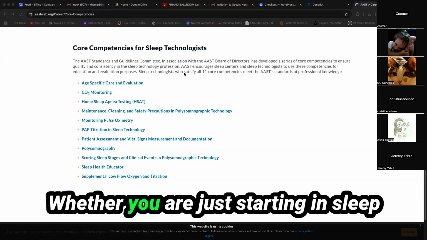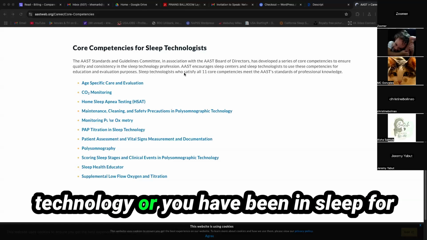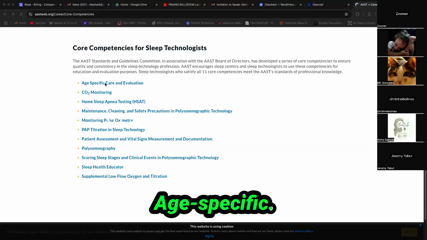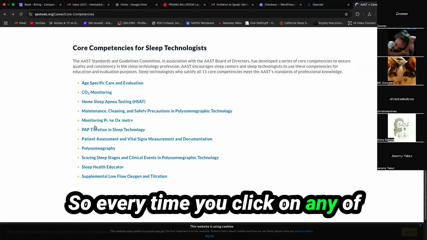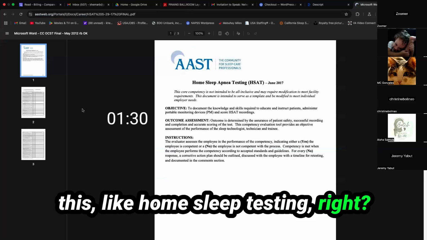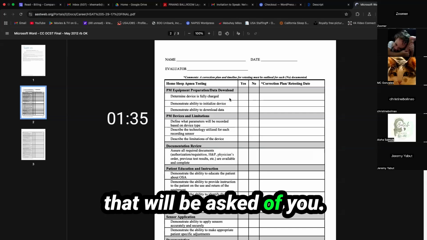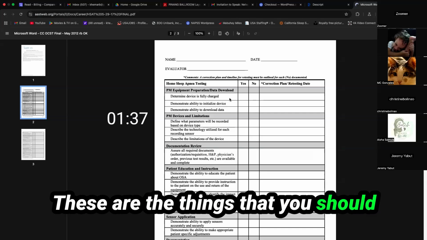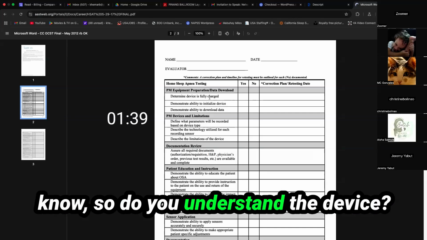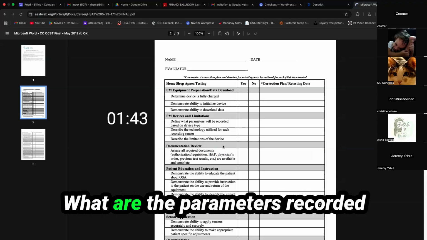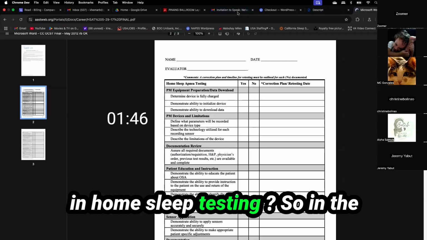Okay. Whether you are just starting in sleep technology or you have been in sleep for a while, these are the core competencies. Age specific. So every time you click on any of this, like home sleep testing, right, you will see some of the things that will be asked of you. These are the things that you should know. So do you understand the device? What are the different devices in home sleep testing? What are the parameters recorded in home sleep testing?